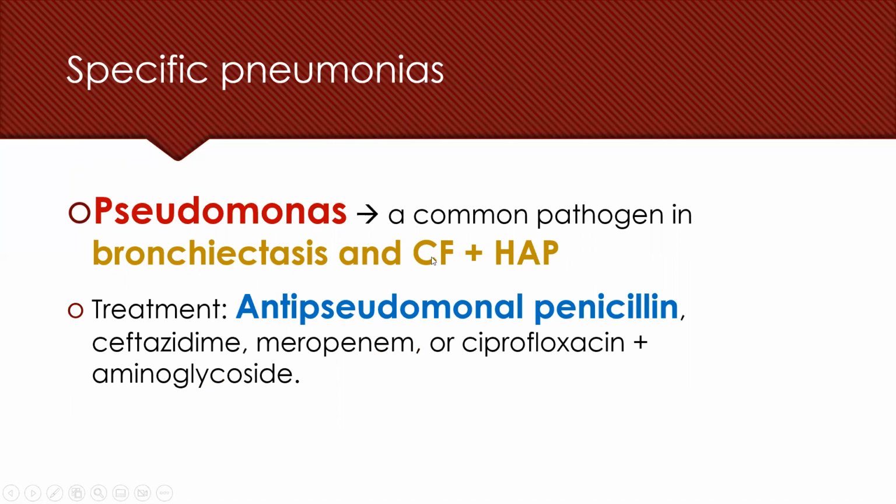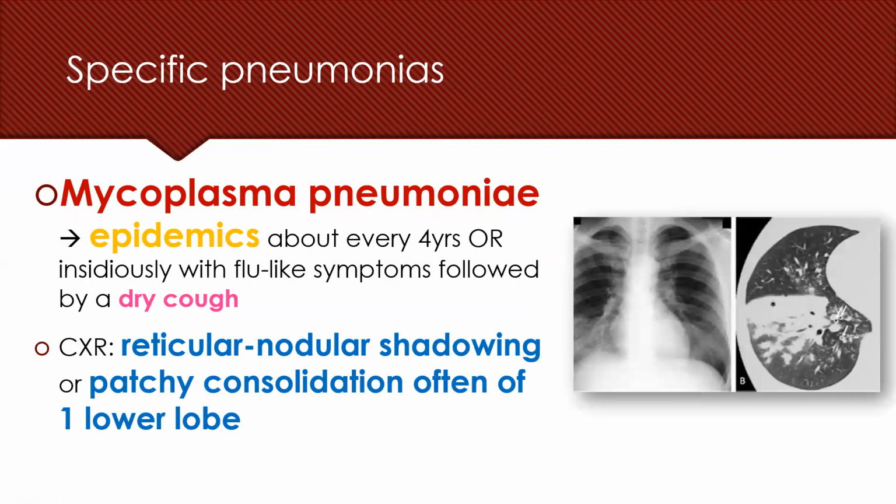You will find these three different clinical scenarios here. One scenario about bronchiectasis, the other one about cystic fibrosis, and the third about hospital-acquired pneumonia. And I have told you that hospital-acquired pneumonia is pneumonia that develops after 48 hours of hospital admission. Treatment in this patient includes anti-pseudomonal penicillin, ceftazidime, meropenem, or cephalosporin, or ciprofloxacin with aminoglycosides. This is very important, so take care of this Pseudomonas pneumonia.